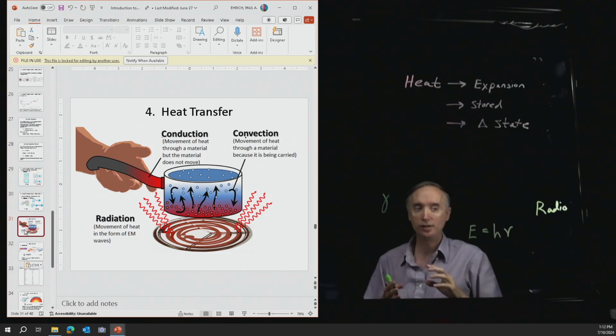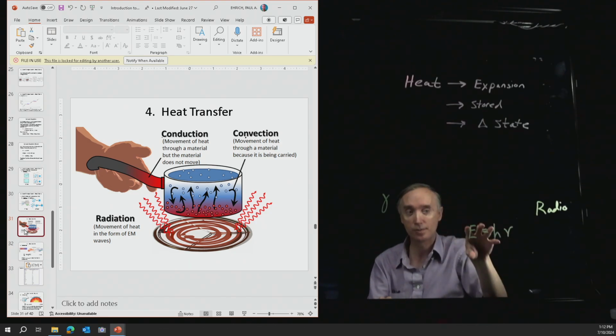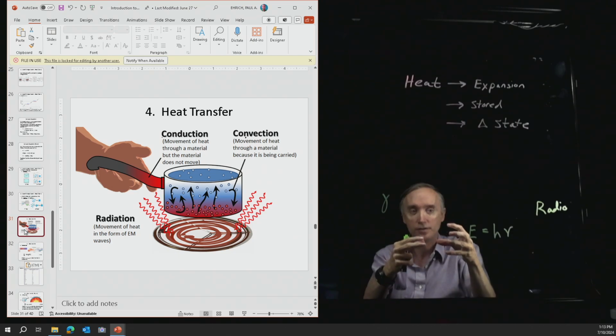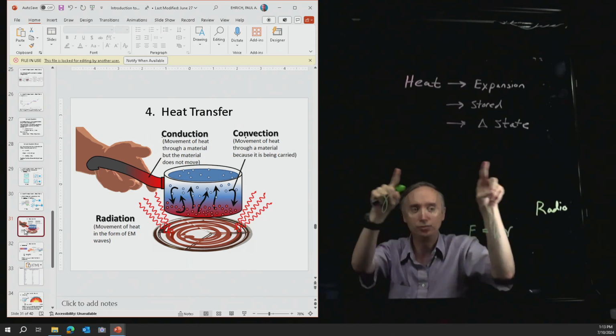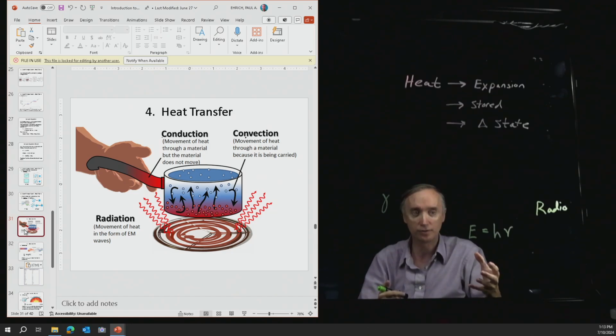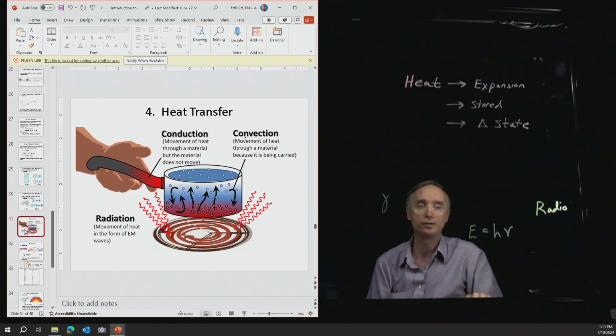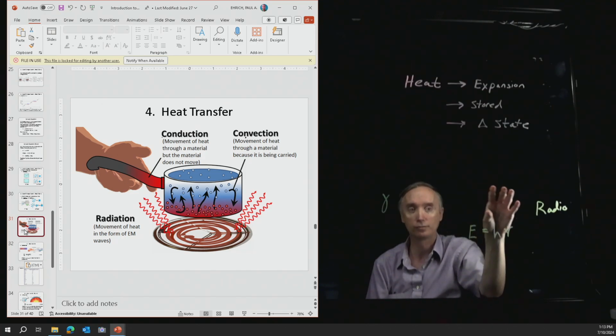We don't get energy from the sun through conduction because there's not enough material in outer space to conduct the energy. There are actually gas molecules in outer space, but they're not close enough to be able to conduct heat very well. Similarly, there are gas molecules out there, but they're not moving enough through convection to be able to transfer the energy. So the vast majority of the energy that we get from the sun is in the form of radiation.